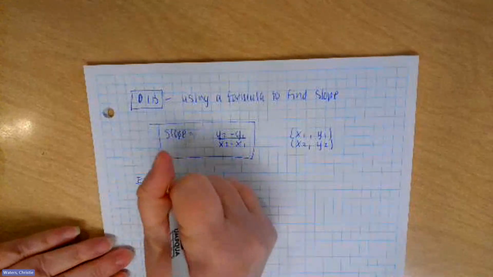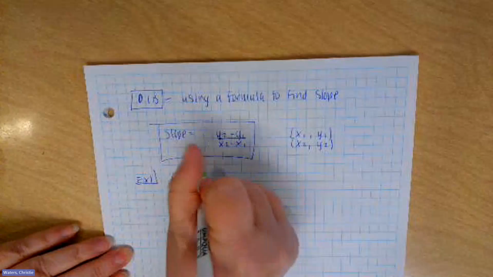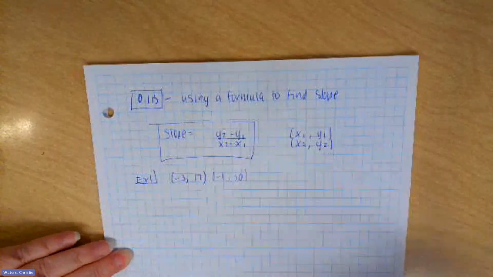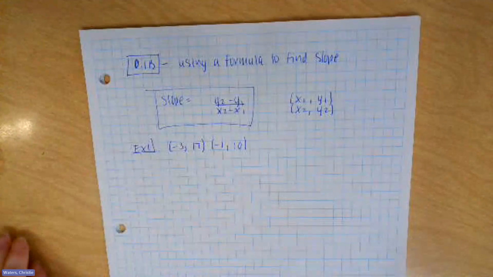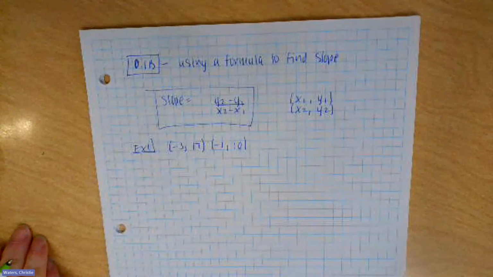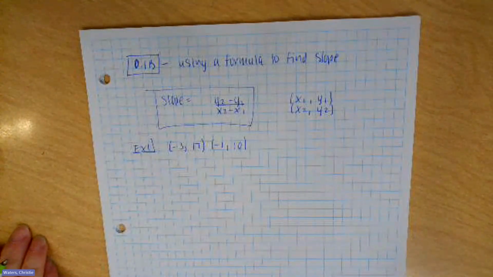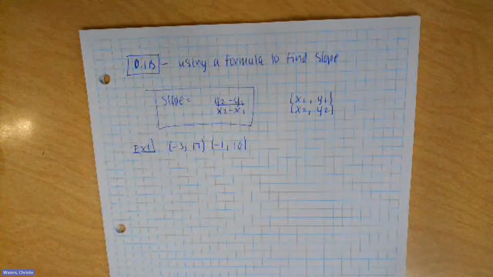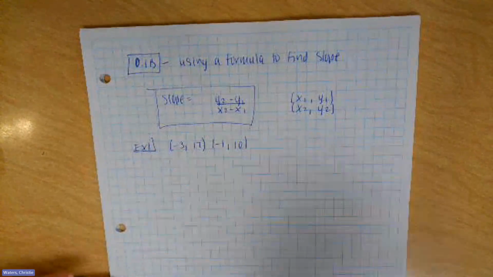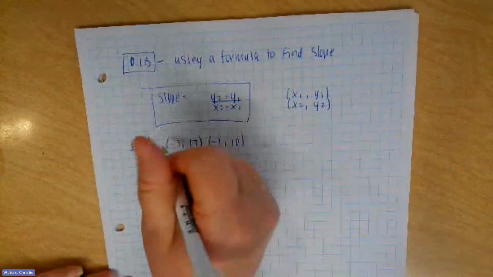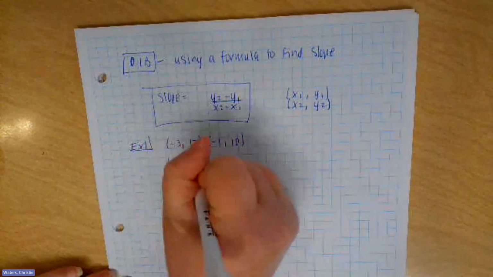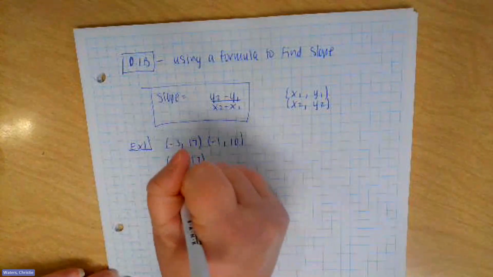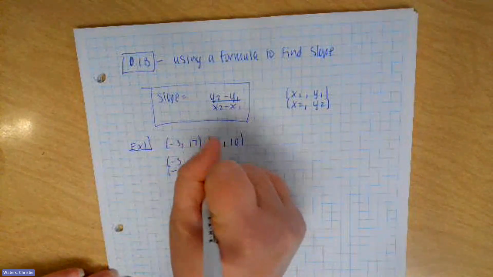We have -3, 17, and -1, 10. So I have a little trick that I like to use, and it helps prevent quite a few mistakes when you're finding slope. So give this a try, see if it helps you at all. I like to stack the numbers instead of writing them side by side. So I'm going to rewrite this as -3, 17, and underneath it, I'm going to write the second coordinate, -1, 10.